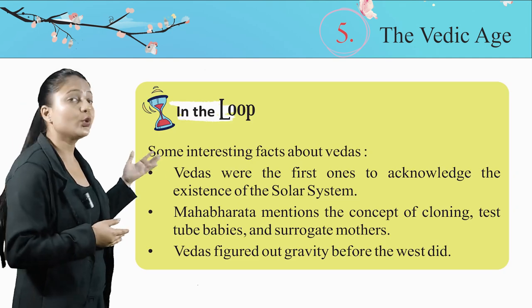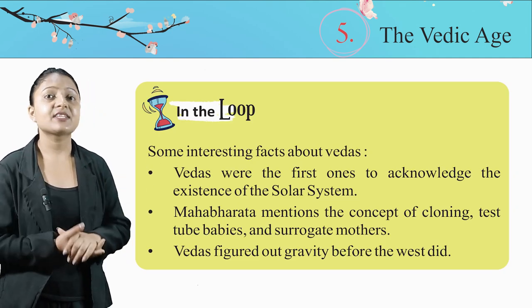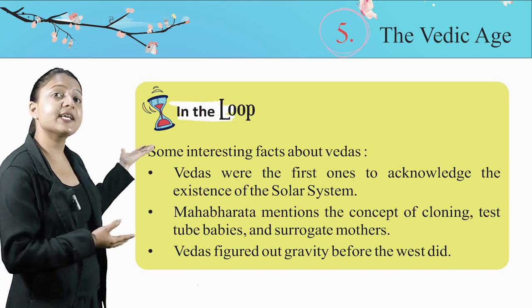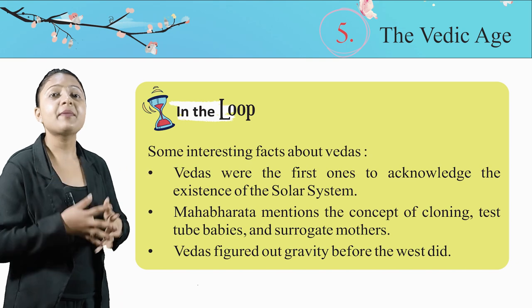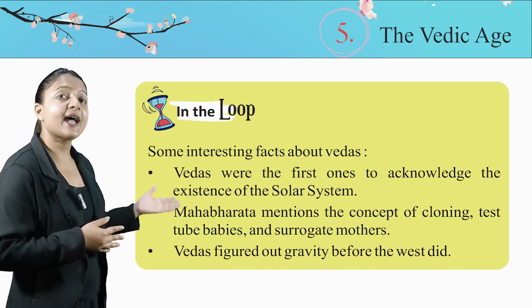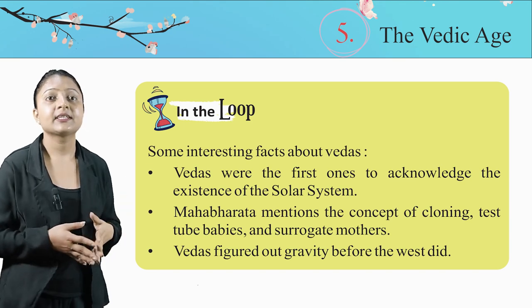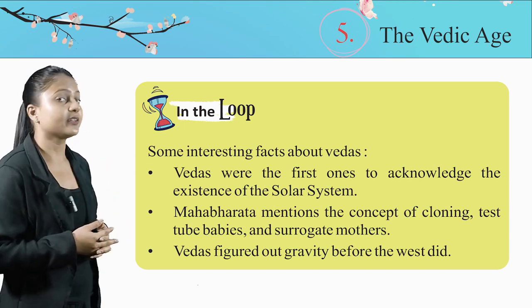In the loop. Some interesting facts about Vedas. Vedas were the first ones to acknowledge the existence of the solar system. Mahabharata mentions the concept of cloning, test tube babies, and surrogate mothers. Vedas figured out gravity before the West did.